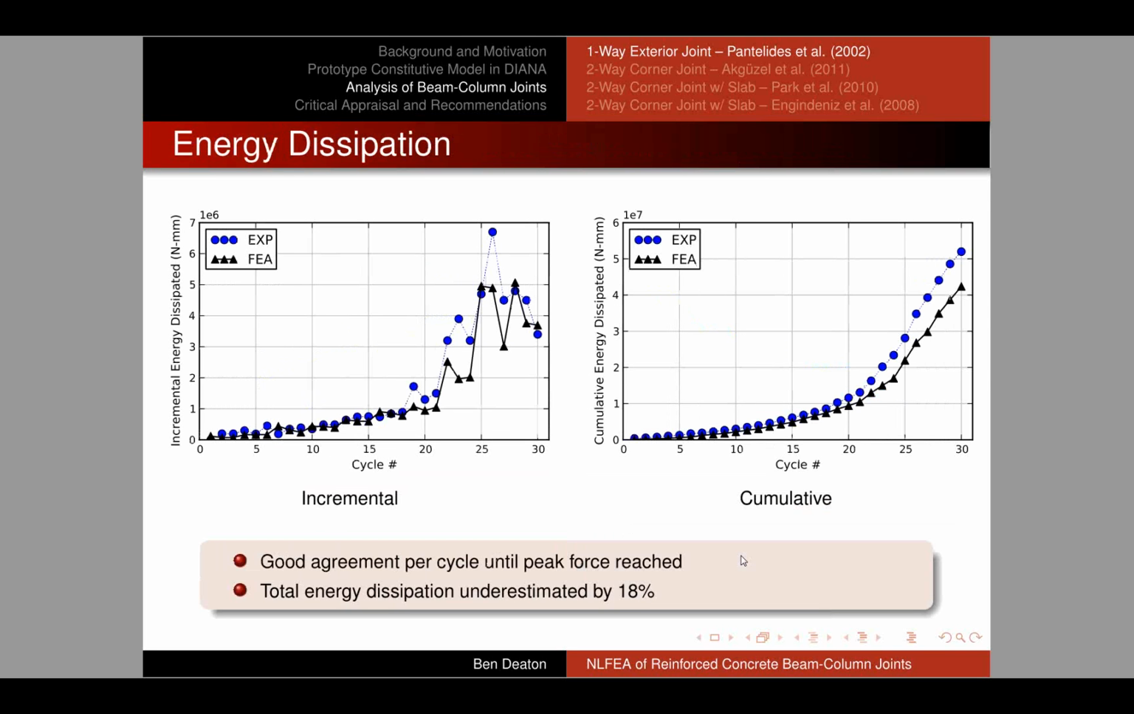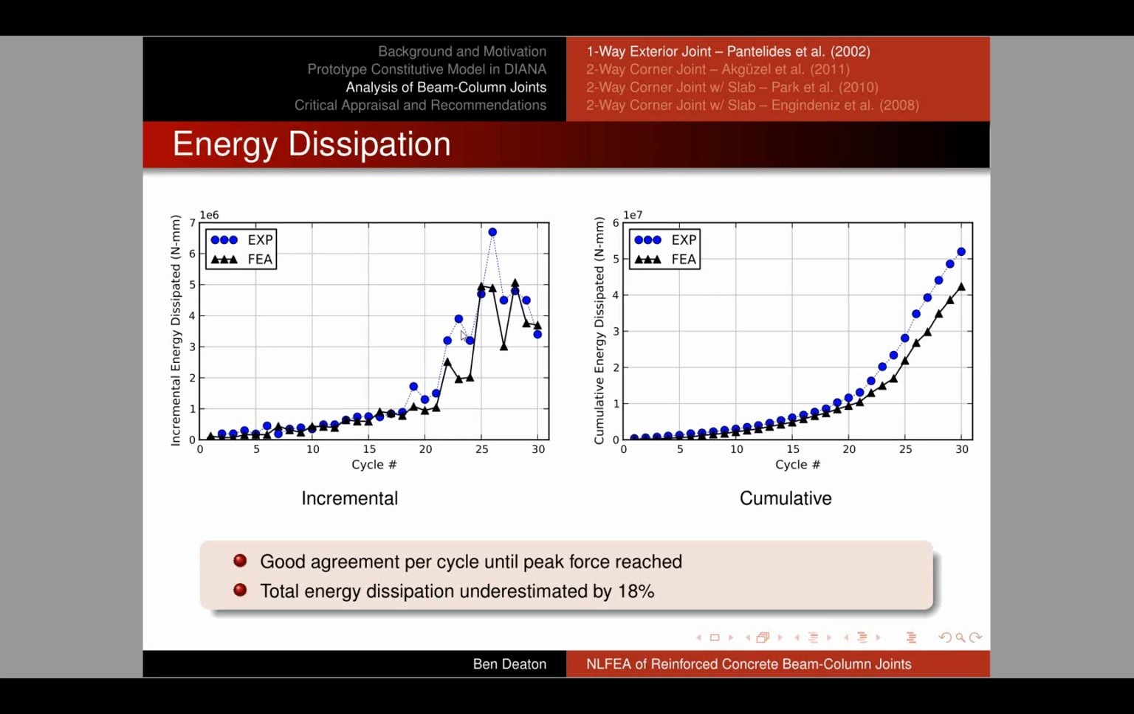Let's look at energy dissipation. On the left is the incremental energy dissipated versus the cycle number. We see very close agreement up until about the 20th cycle, at which point the model tends to somewhat underestimate the energy dissipation. And this is probably just a simplification from the assumed secant unloading and reloading. But there's very good agreement.